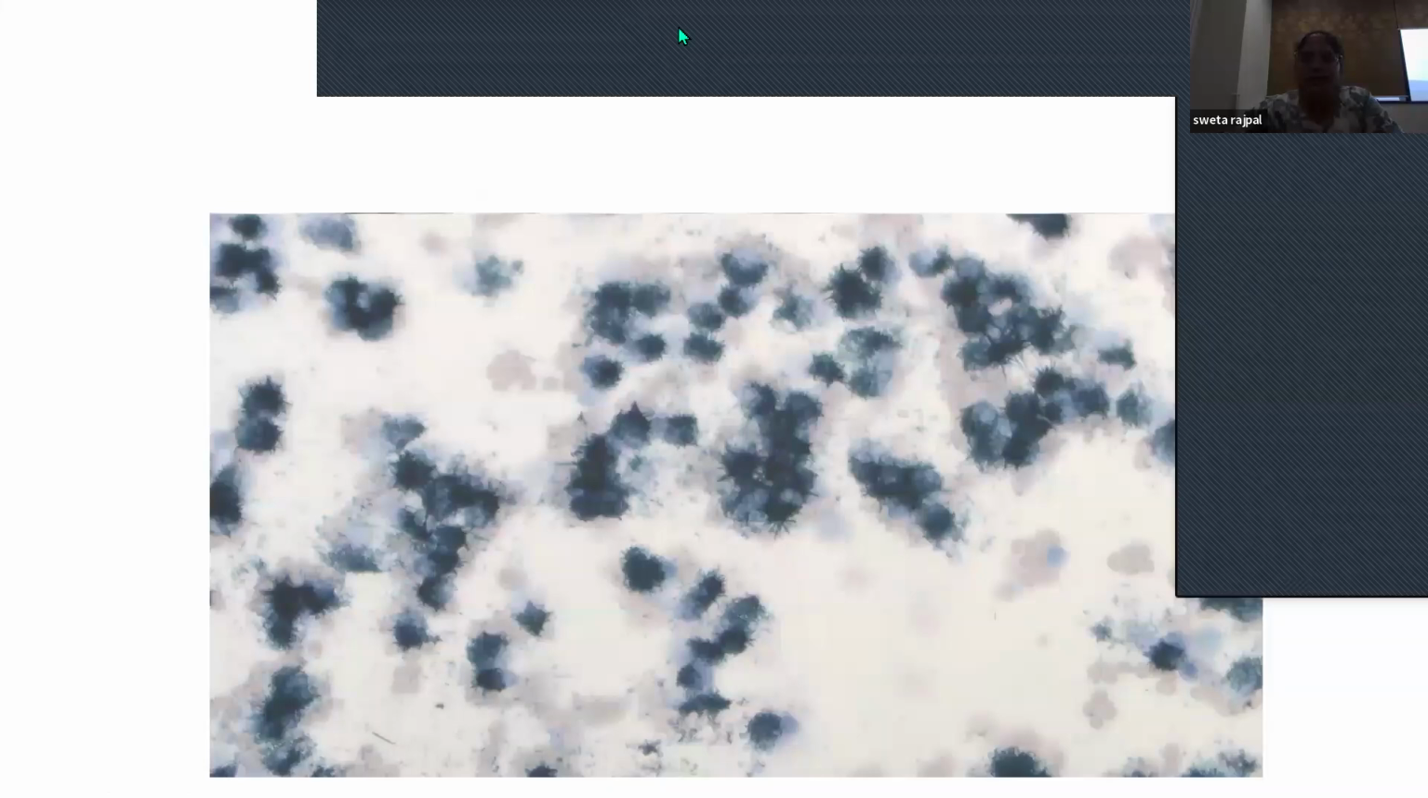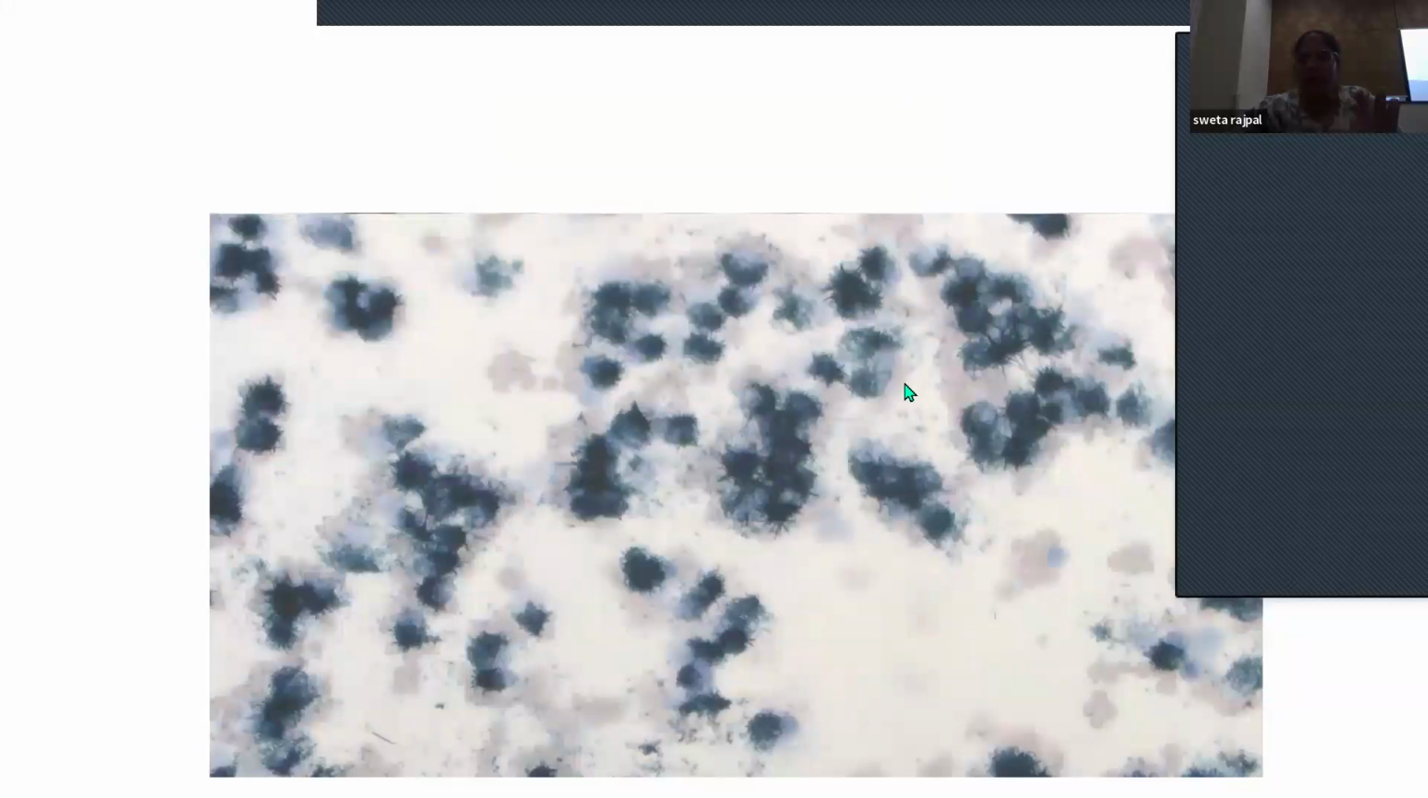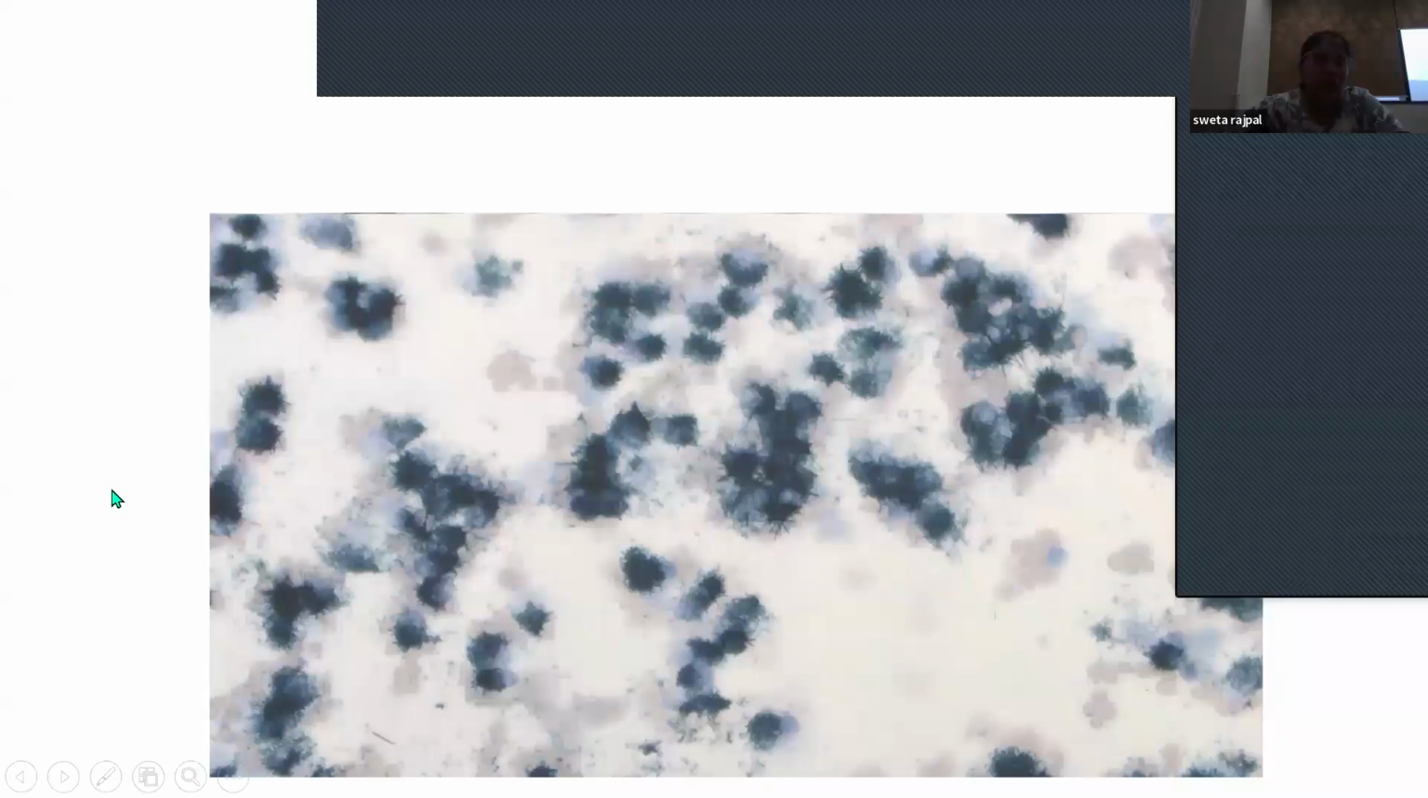Now this case is acute promyelocytic leukemia, where we are seeing abnormal promyelocytes which are strongly MPO positive.